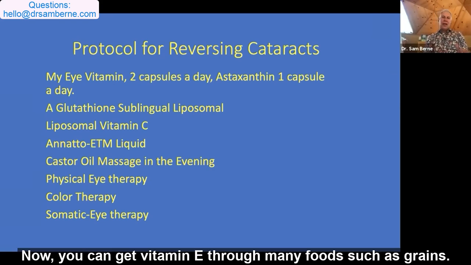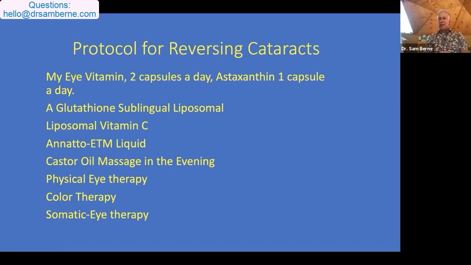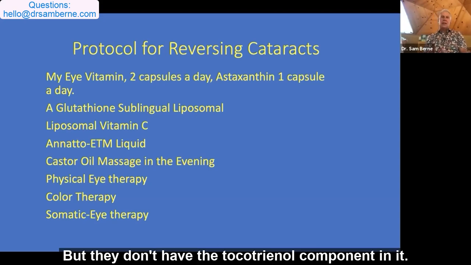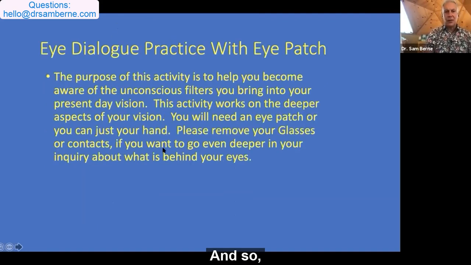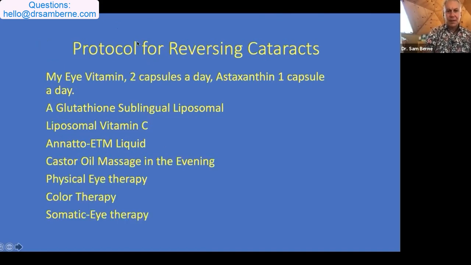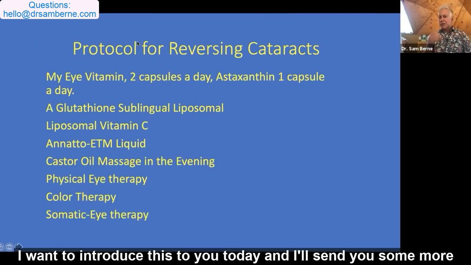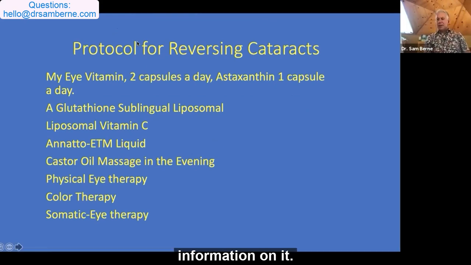Now, you can get vitamin E through many foods, such as grains and green leafy vegetables, but they don't have the tocotrienol component in them. And so I want to introduce this to you today, and I'll send you some more information on it.